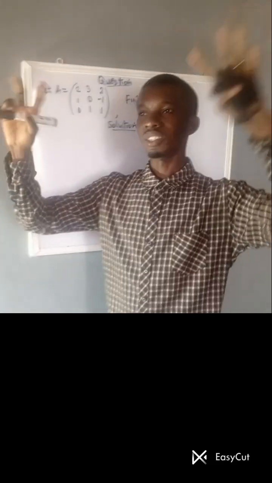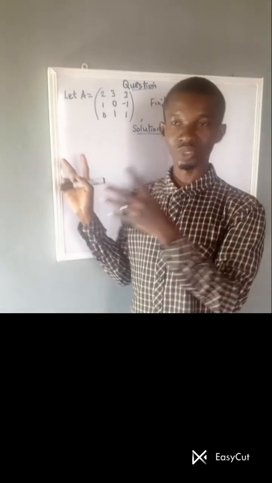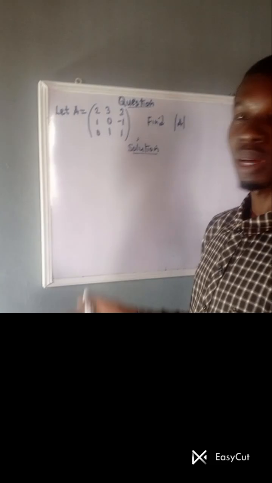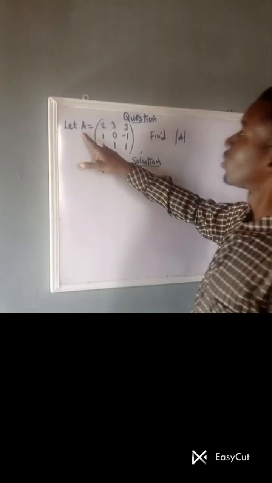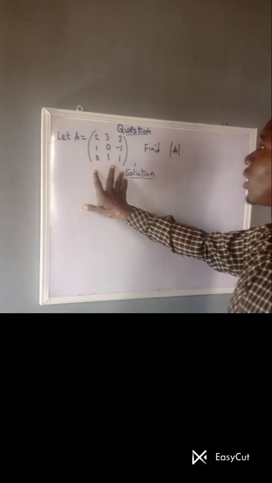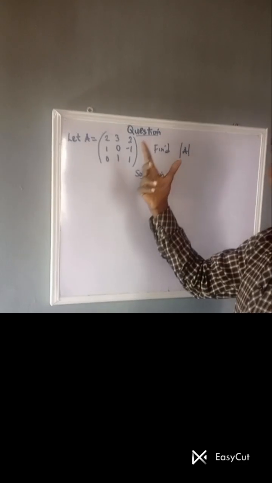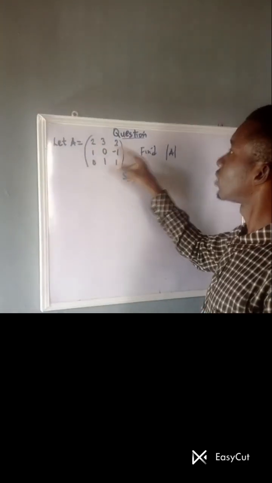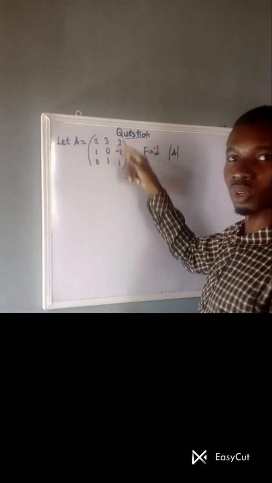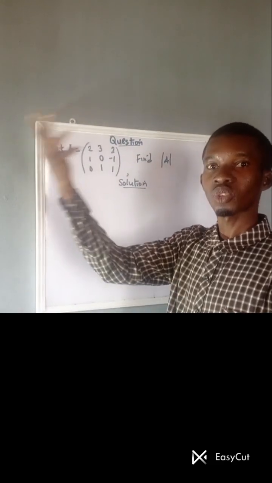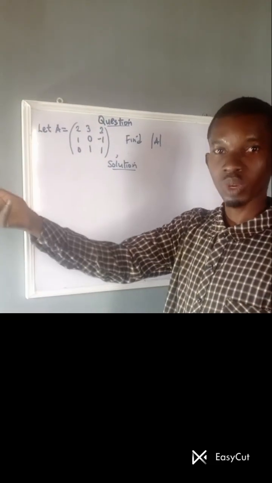Apply what we've just said about determinants to solving a past question. So this is the NECO past question. Like I said, they've given us a matrix A. It's a 3 by 3 matrix. Don't forget, 3 by 3 matrix because it has 3 rows and 3 columns. And such a matrix that has an equal number of rows and columns, we call it a square matrix.